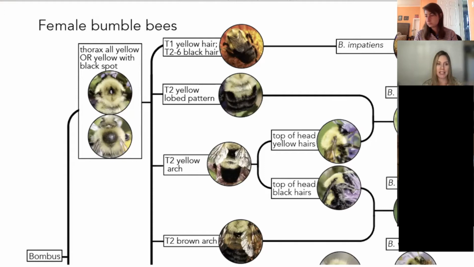So in this case, one of the first things that we will have you look at is the thorax, because the thorax can vary in terms of where the yellow hair is.